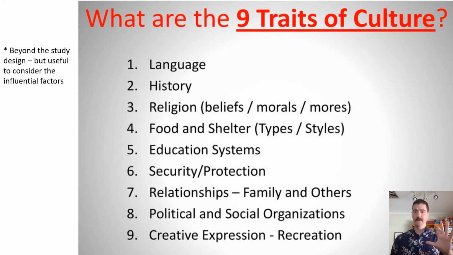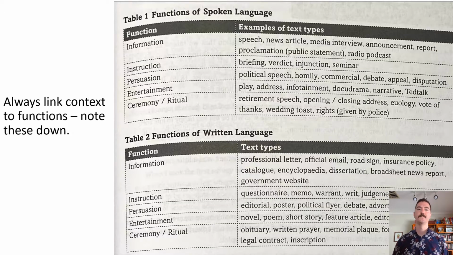So this is from another study, not from our study design. But culture is made up of these things: language, history, religion, food, and shelter, where you live, how you live, education system, security, protection, relationships, family, and others, whether you're married, single, part of a multi-family commune. These are all different things. Political and social organizations, and creative expression and recreation. So if you really looked at yourself or someone else long enough and used this as a checklist or an exploratory framework, you could see how each of these things would impact the person, the way they behave, and of course their language as well.